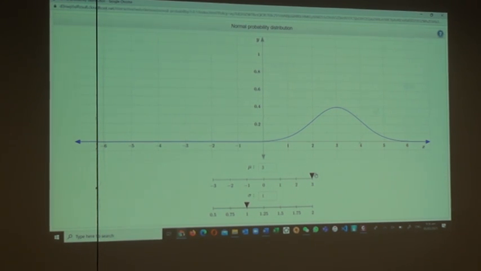Now, we have seen the effect of variation of mean. Let's see the variation of standard deviation. Are you ready? Can you see that? What does anyone want to say about that?